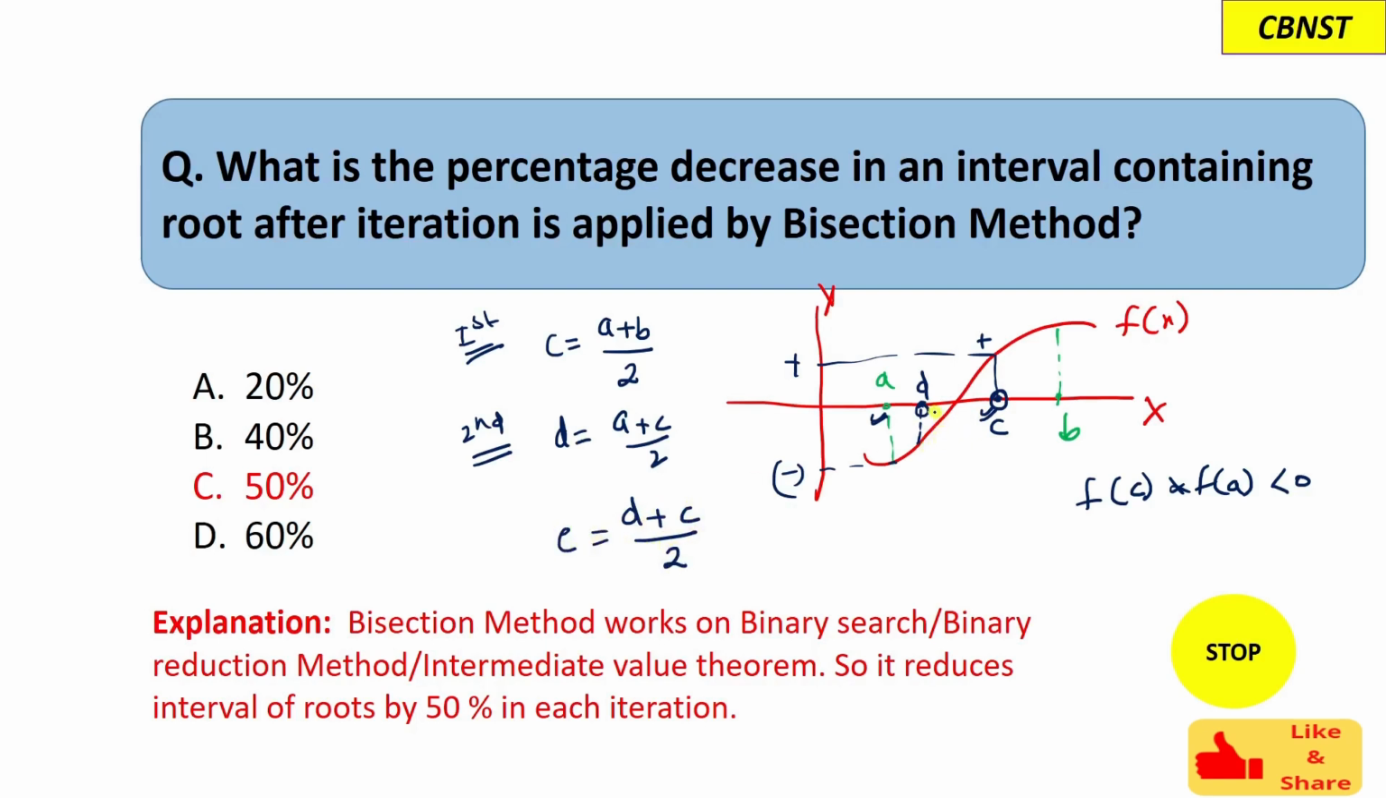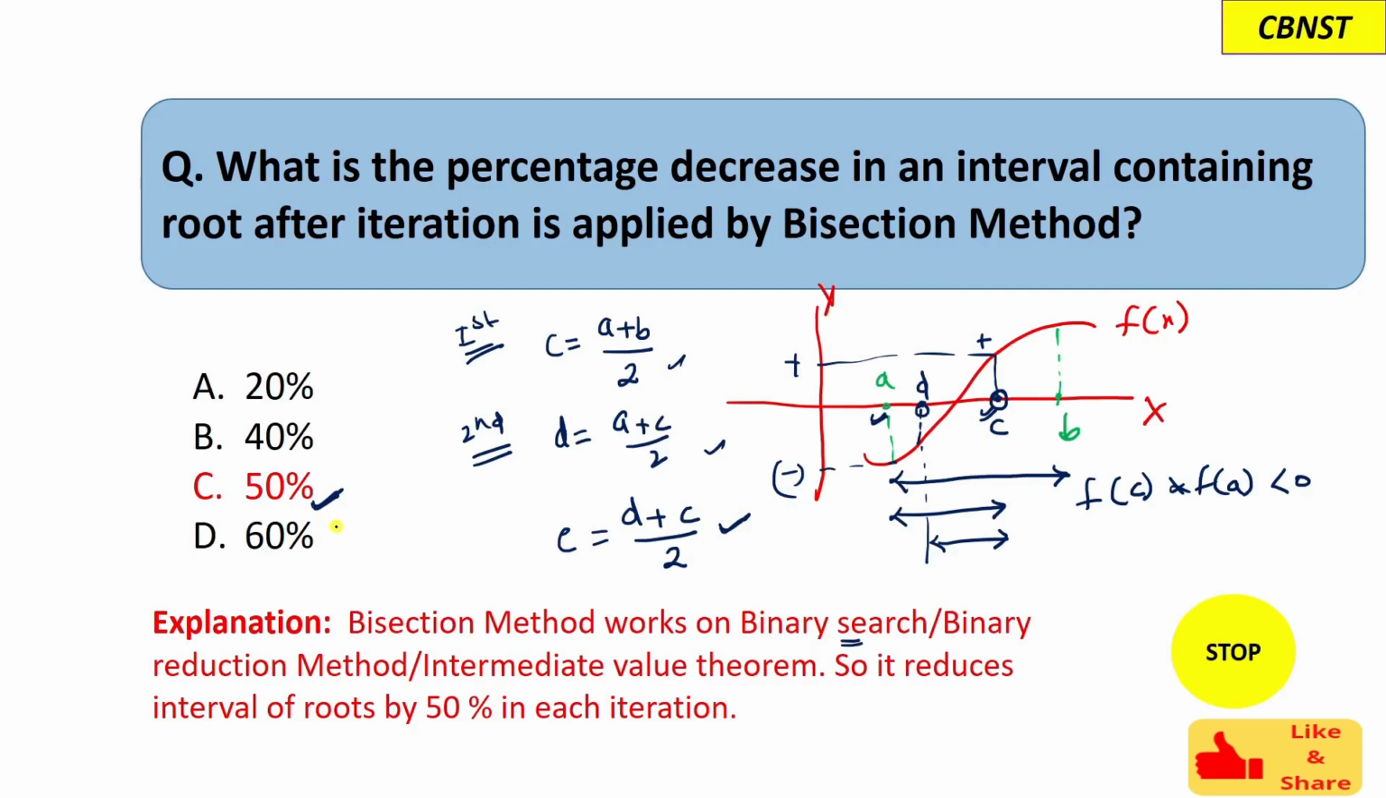So in this way, in each iteration we are reducing our interval size by 50%. Originally our interval was a to b, right? Then we reduced it by 2 and got the interval a to c. Then we reduced this a to c interval by 50% again. How? We got only this interval by doing (d plus c) by 2. So that means in each iteration we are halving the total interval size, which means a total 50% reduction in each iteration.